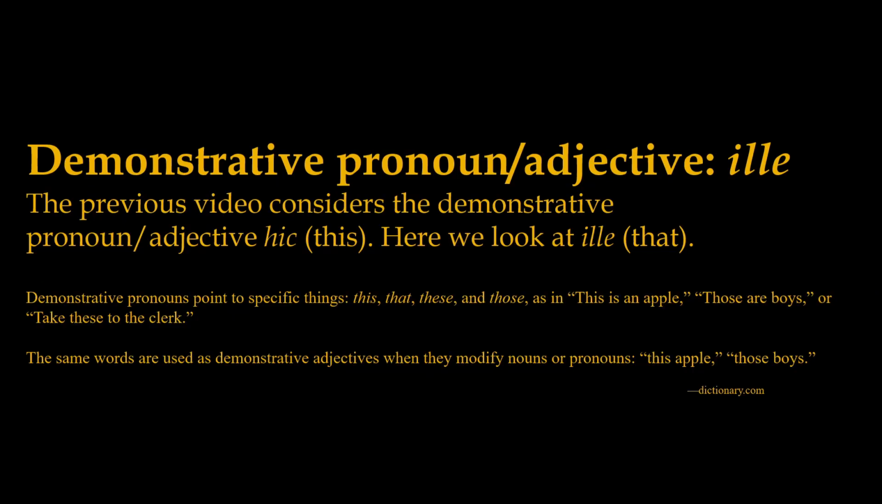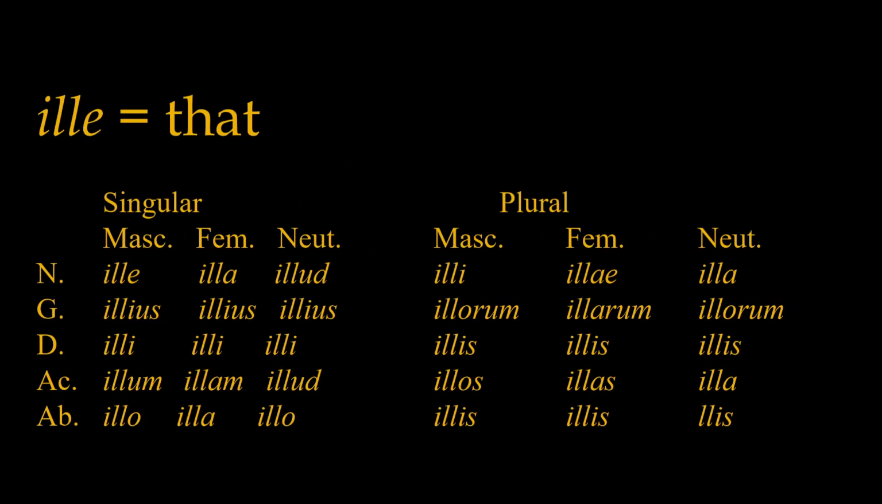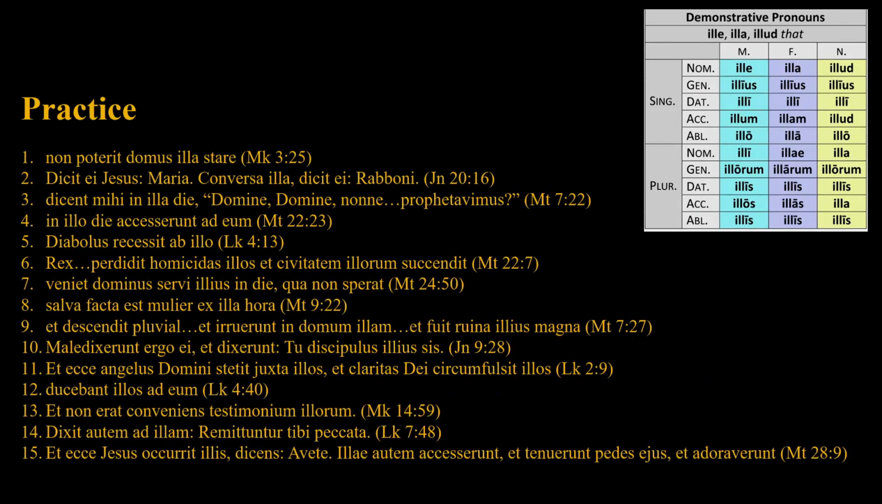The same words are used as demonstrative adjectives when they modify nouns or pronouns. For example, this apple, those boys. So we have the noun apple. This apple gives us information about the noun apple, and so it's acting as an adjective. Here we have the paradigms, singular, plural, and let's put them to work.